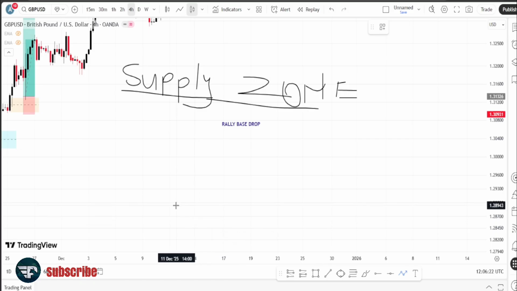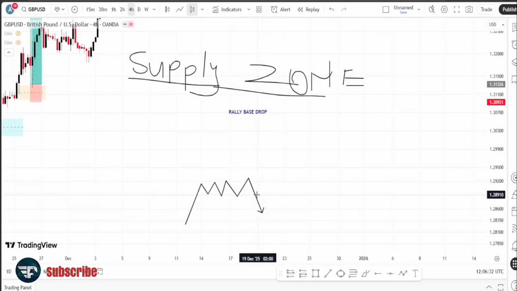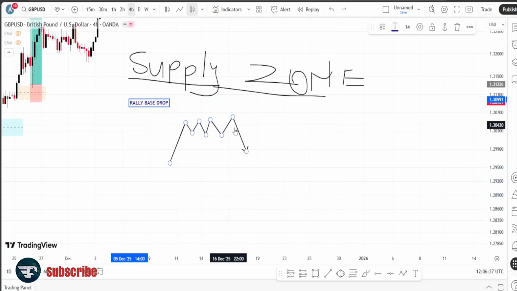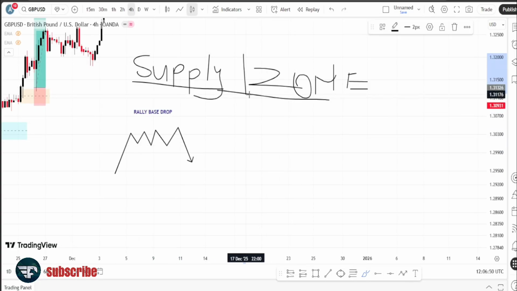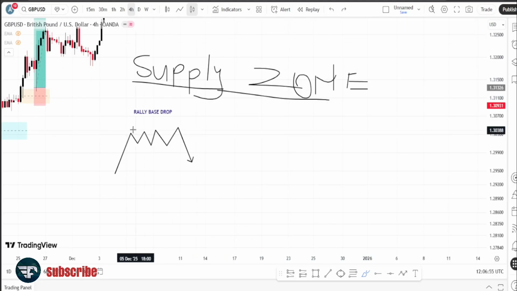A rally means price will push up like this, and there will be a base like this, and then price will drop to the downside. This is what we call rally base drop. Let me bring it here so that it will be uniform for us. And remember, to spot a supply zone, we take the whole zone. It is a supply zone, so it is a zone. So this whole zone here becomes the supply zone.